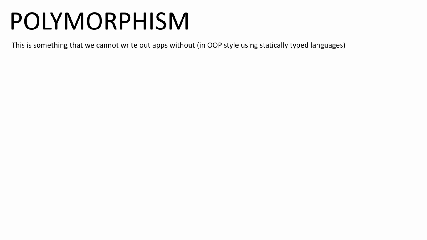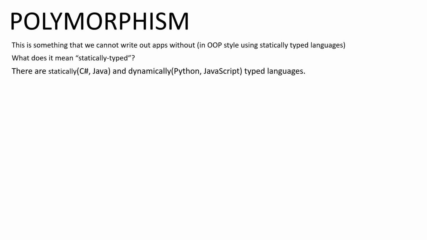And now let's get started. Polymorphism. This is something that we cannot write our apps without, especially in OOP style using statically typed languages. And you may be like, what does it mean statically typed? There are statically and dynamically typed languages. C# and Java are statically typed, and Python and JavaScript are dynamically typed.